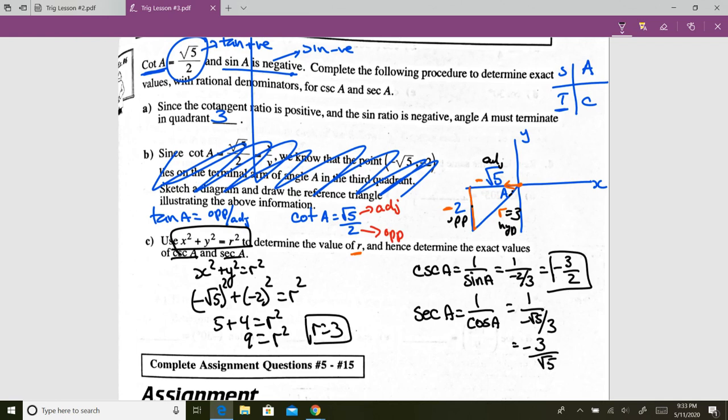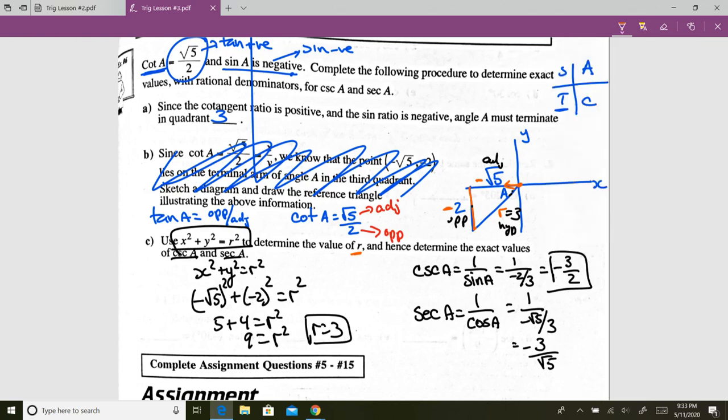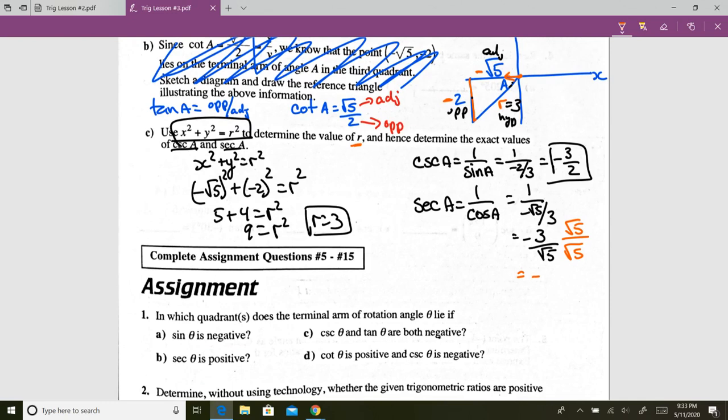Now, I'm fine if you stop there, but you should not have radicals in your denominator. So if you remember Math 11, you have to rationalize it. And to rationalize it, you multiply top and bottom by the radical, root 5. So what you would get is negative 3 root 5 over, root 5 times root 5 is just 5. Now, I'm fine if you stop at that point, but just know the book will rate the answers like this. This will be how the book rates their answers. Okay.